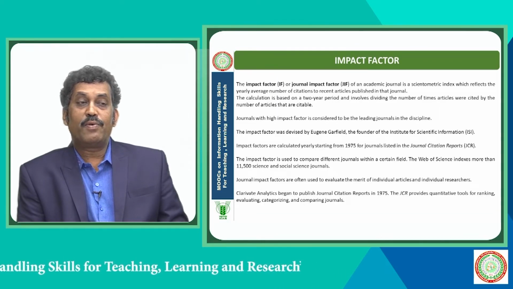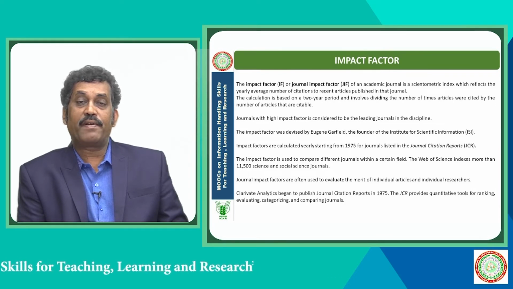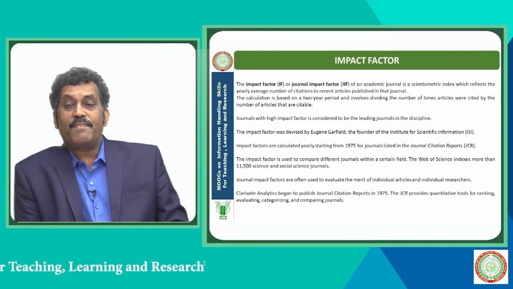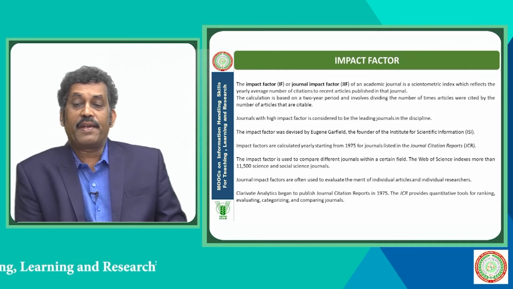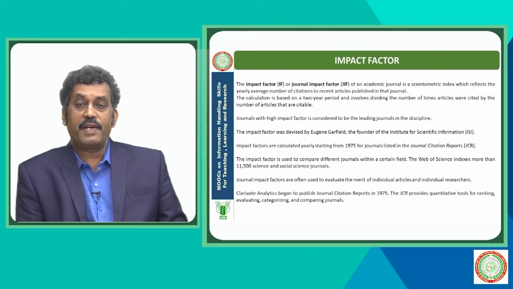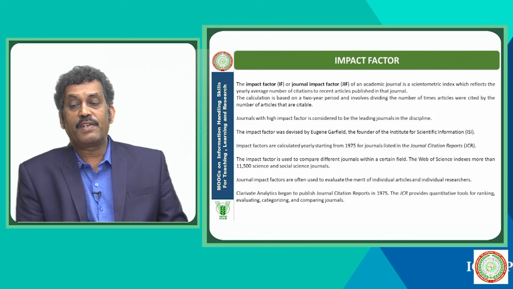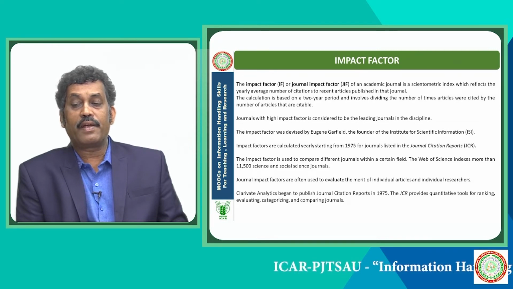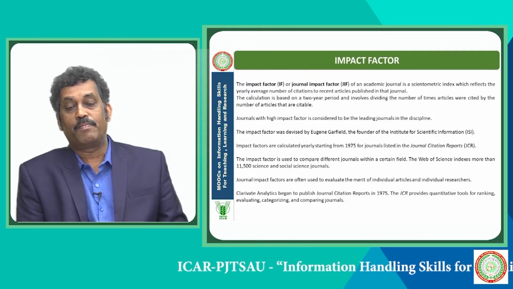Then we will see about the impact factor of a journal. The impact factor or journal impact factor of an academic journal is a scientometric index which reflects the yearly average number of citations to recent articles published in that journal. The calculation is based on a 2-year period and involves dividing the number of articles that were cited by the number of articles that are citable.